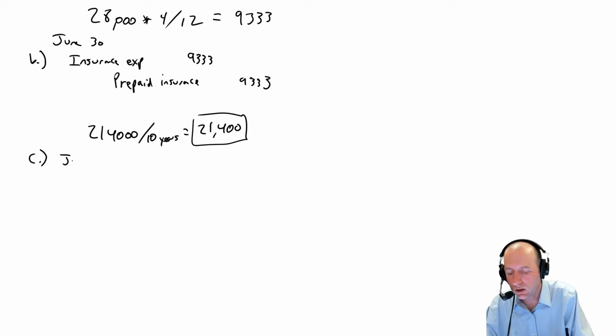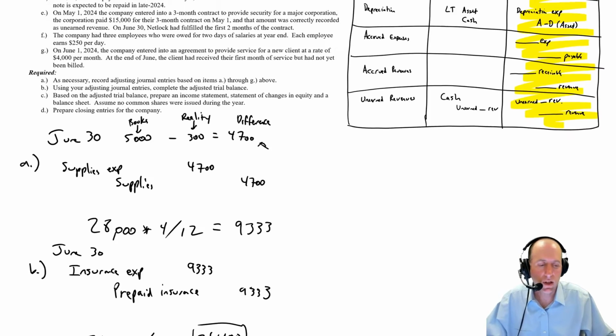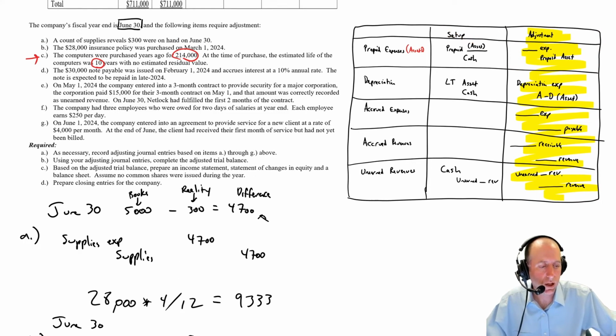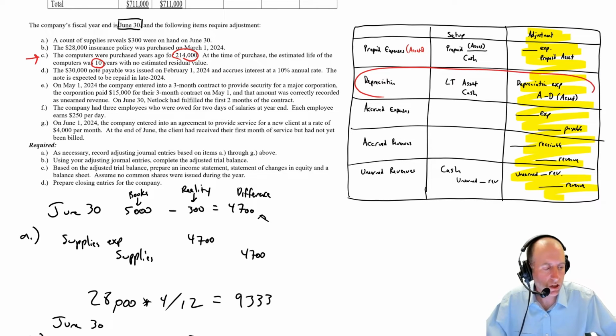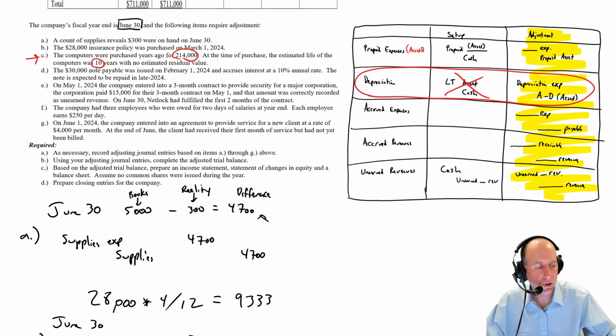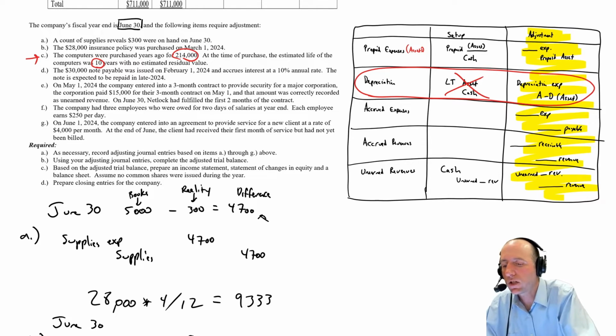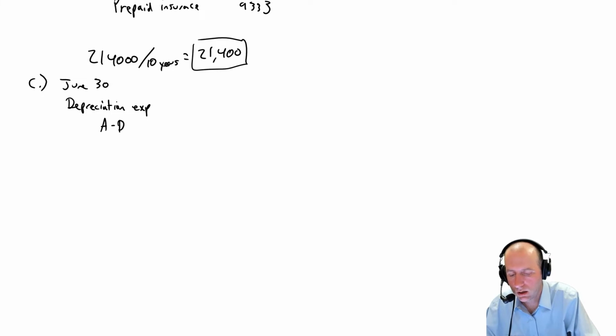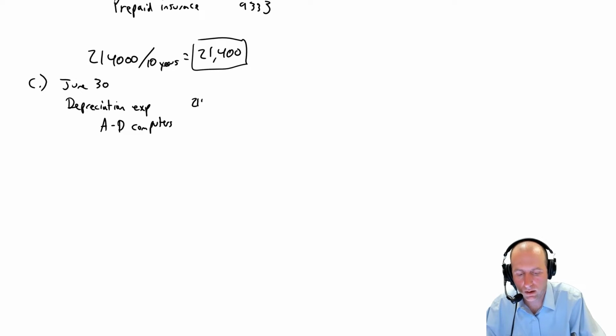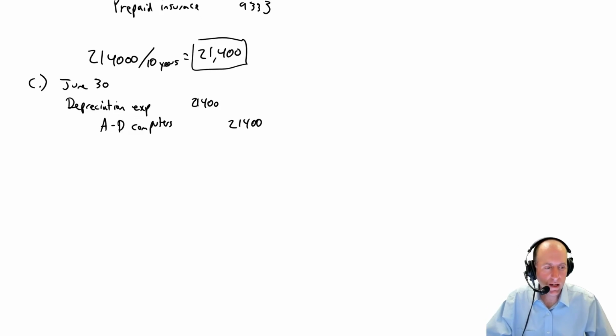So the journal entry on June 30th is the journal entry that we always have for depreciation. So we're done with prepaids now. We're doing a depreciation entry, and again, we're not doing the setup, we're doing the year-end entry. Debit depreciation expense, credit accumulated depreciation on our computers, $21,400. Okay, that's C. Let's move on to D.